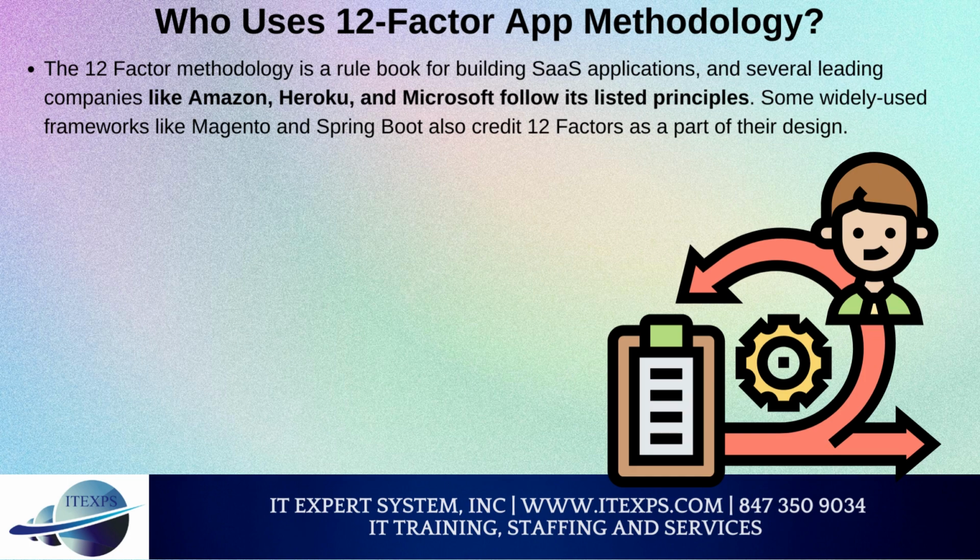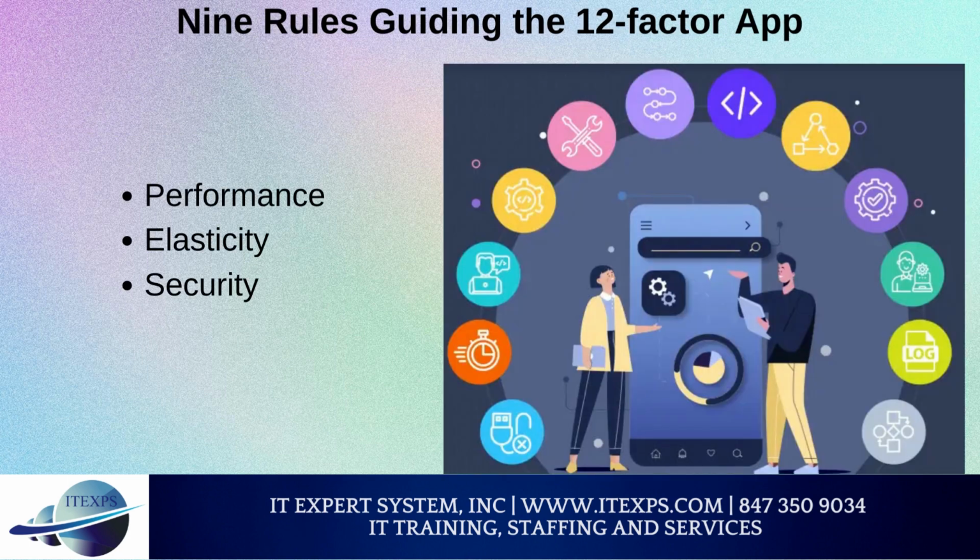9 Rules guiding the 12-factor app. PMI-ACP offers the 4 words that 12-factor stands on. Performance. For 12-factor apps, you are scaling out for a lot of copies of the code, meaning performance must be a priority. Elasticity. Focus on scalable components that can grow and shrink as needed.